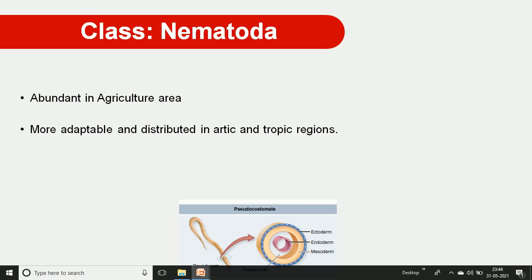Another thing is that all nematode worms are adaptable and distributed in the Pacific region of the world, that is, the Arctic region and the tropic region. In these two regions nematode worms are distributed in the environment. Another very important feature is that these nematode worms have a smooth body covered with cuticle, and they lack cilia. Cilia are not found on the body surface.